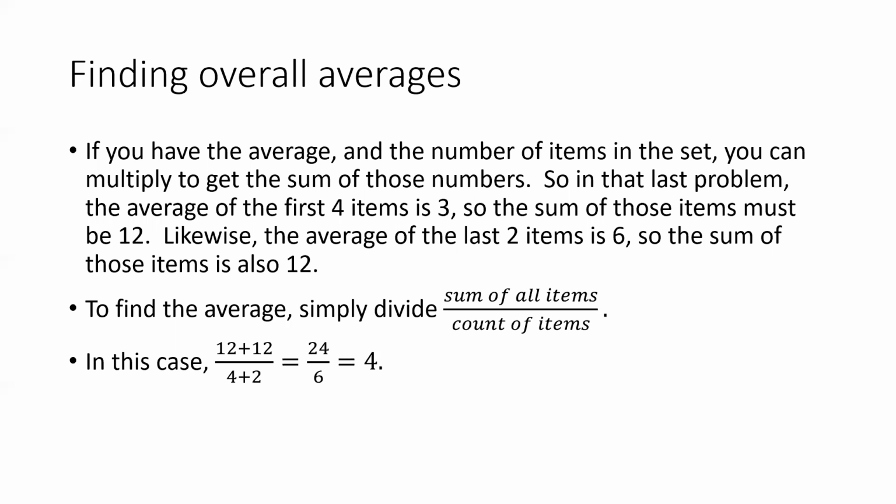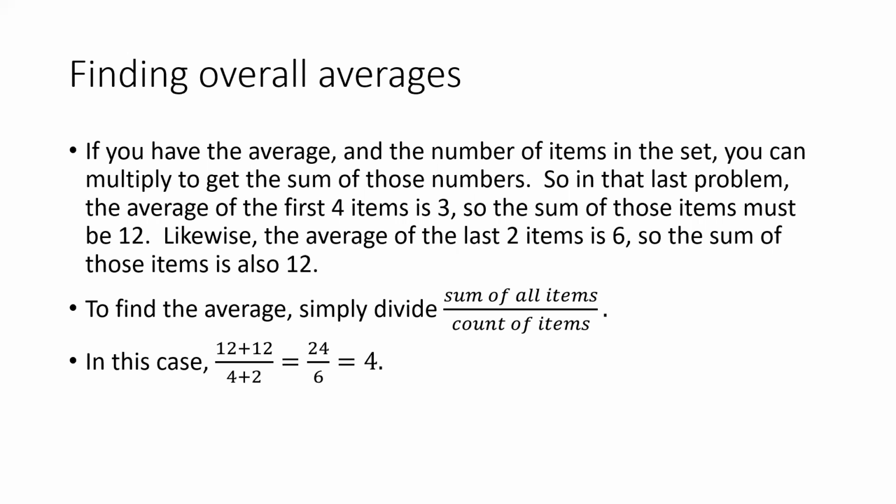So in the last problem, the average of the first 4 items is 3, so the sum of those items must be 12. Because if you continue on to find the average, 12 divided by the count of the numbers, 4, equals the average, which is 3. Does that make sense?